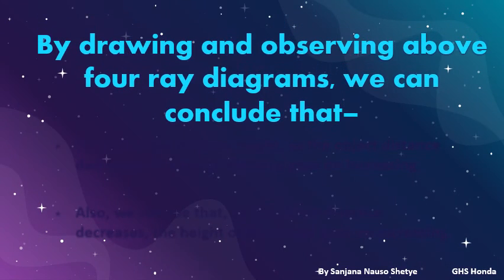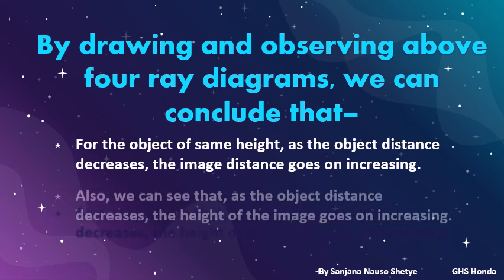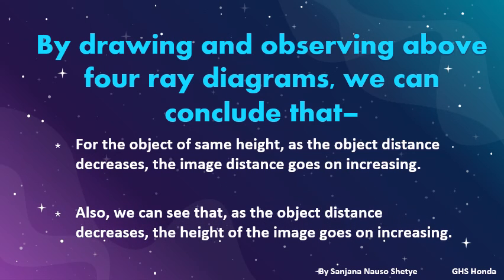By drawing and observing the above four ray diagrams, we can conclude that for an object of the same height, as the object distance decreases, the image distance goes on increasing. Also, we can see that as the object distance decreases, the height of the image goes on increasing.